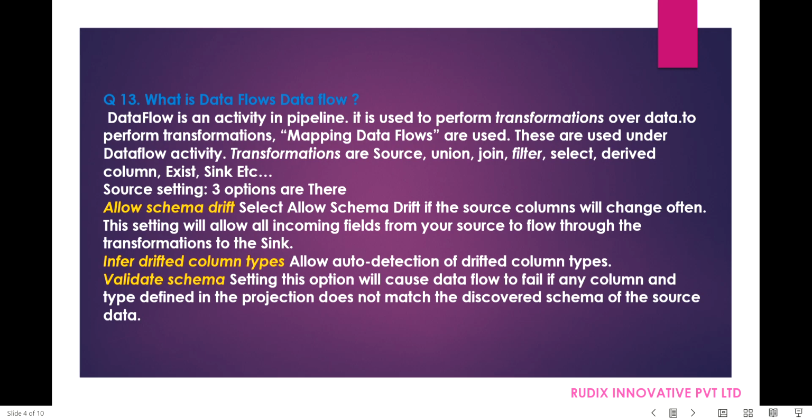Next, infer drifted column types. It allows auto detection of drifted column types. Validate schema. Setting this option will cause data flow to fail if any column and type defined in the projection does not match the discovered schema of the source data.